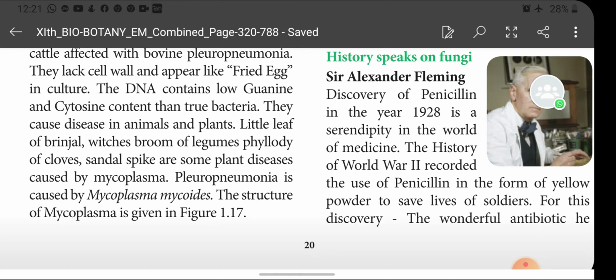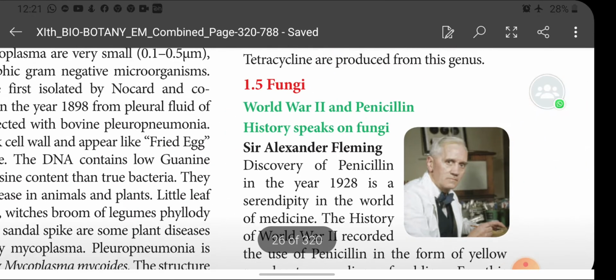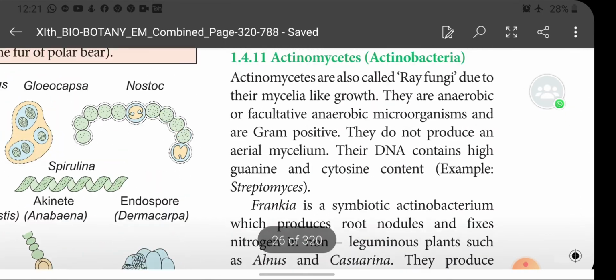Their DNA contains low guanine and cytosine content compared to a true bacterium. They cause diseases in animals and plants. Little leaf of brinjal, witches' broom of legumes, phyllody of cloves, and sandal spike are some plant diseases caused by mycoplasma. Pleuropneumonia is caused by Mycoplasma mycoides. The structure of mycoplasma is given in the figure, children. Please see to it.